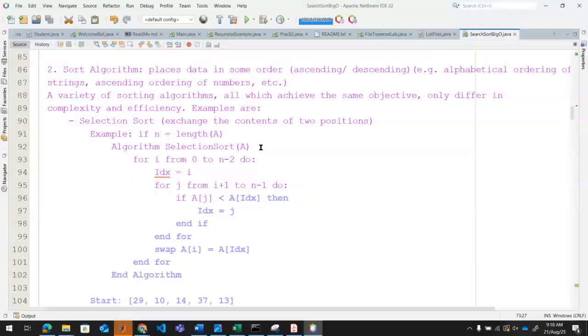Now we compare if a of j is less than a of idx, and idx is the same thing as index i. In other words, if I have 2 here and I have 5 here, I'm comparing these two together, seeing which is less than and which is greater than, and performing the given operation underneath. If this is true, then idx should be equal to j. And then outside the inner loop, we swap a of i with a of idx.